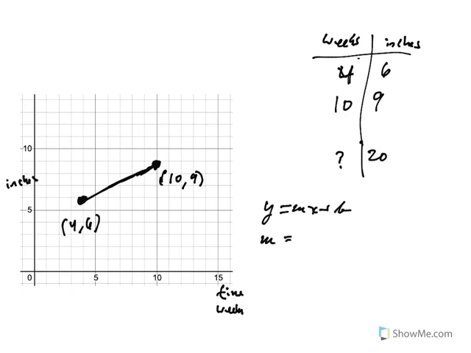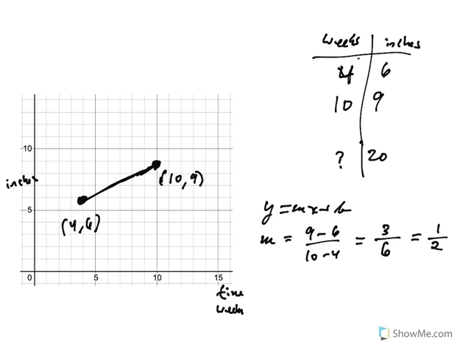And the m, the slope, I can do 9 minus 6 over 10 minus 4. The idea is that from 4 to 10 is a difference of 6. So after 6 weeks, it went from 6 to 9, which is 3. So in 1 week, it must go 3 divided by 6, which reduces to 1/2. And that's the slope of this line. And it has a meaning in the real world. It means that every week this thing grows by 1/2 an inch.